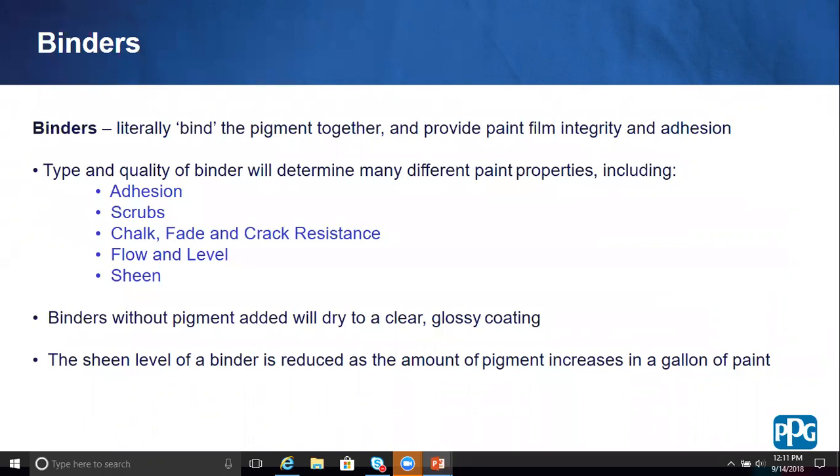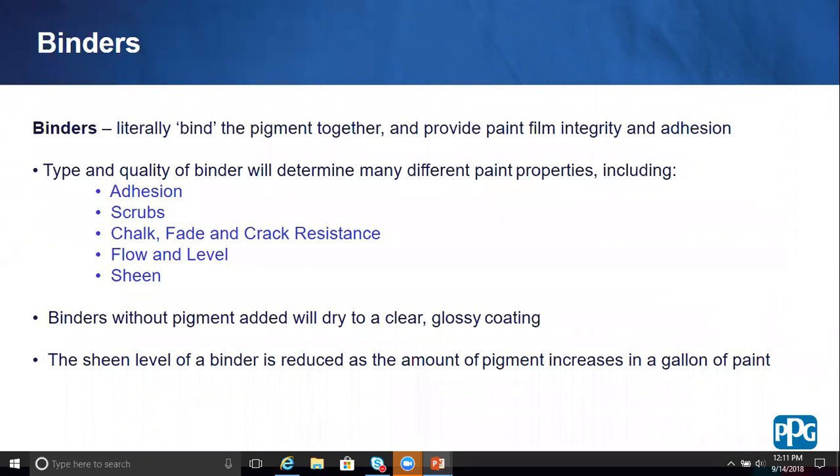Scrub resistance, because the paint is tighter and more durable and more washable and more scrubbable. For exterior, you've got better chalk resistance, fade resistance, and crack resistance because homes have a tendency to thermally expand and contract. 100% acrylic resin has phenomenal, it's not an elongation property like an elastomeric, but it will move so that you don't get that chalking, fading, and cracking. And then flow and leveling, more premium resins will give you better flow and leveling.